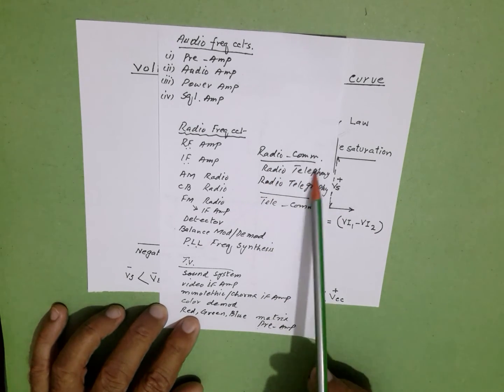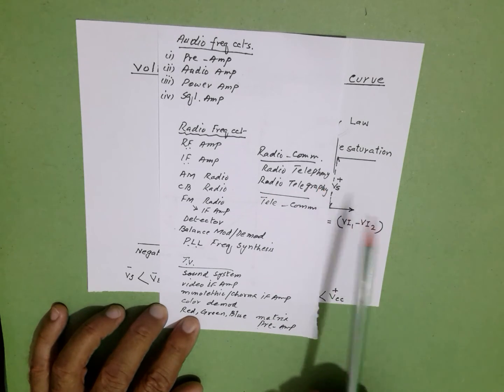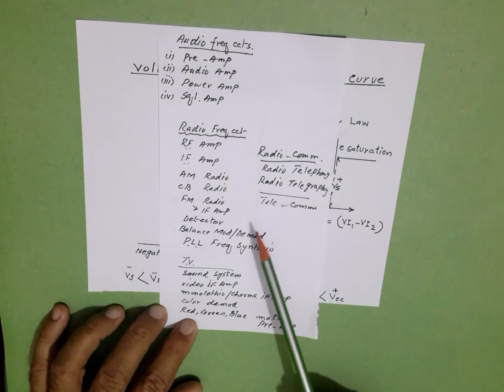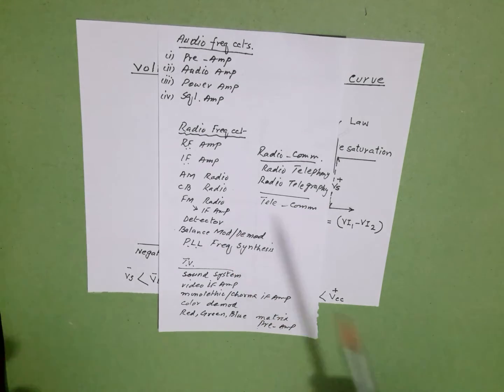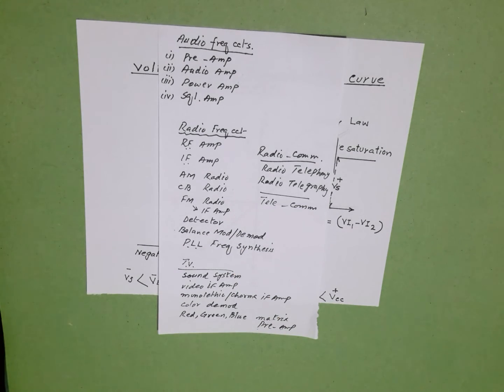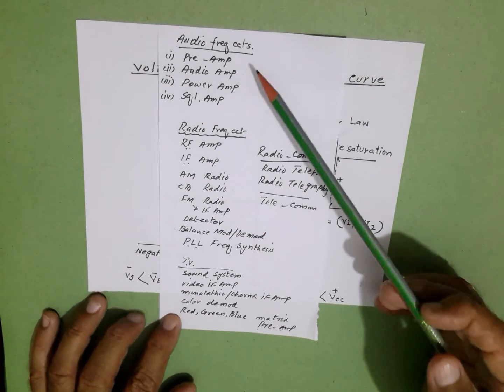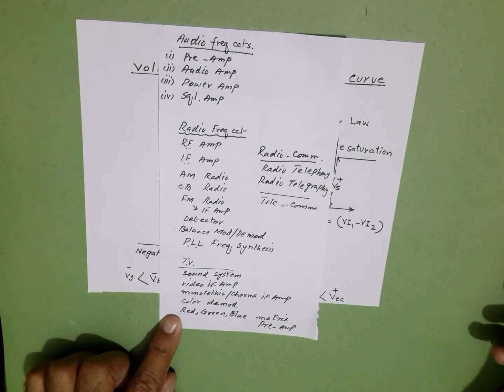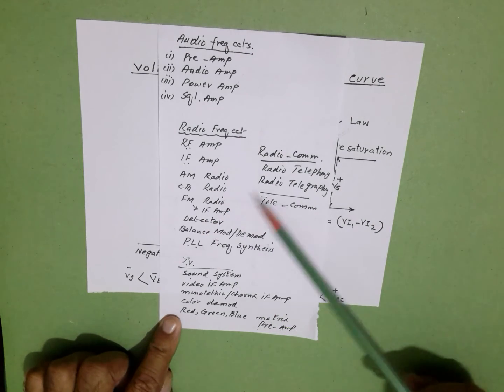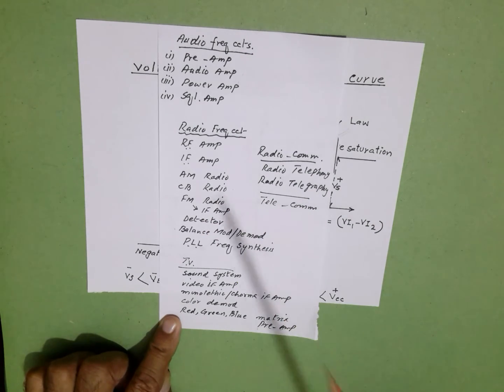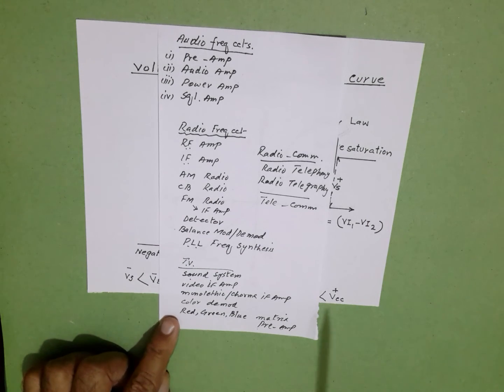In the radio communication as radio telephony or radio telegraphy, and in telecommunication, wherever you use this, if the linear IC is operating in the linear portion, then there is no question of distortion. But as the limit crosses beyond point X, then saturation occurs, and it is going to produce distortion. If the particular linear IC is used in these circuits, it will result in distortion only when the saturation has occurred.